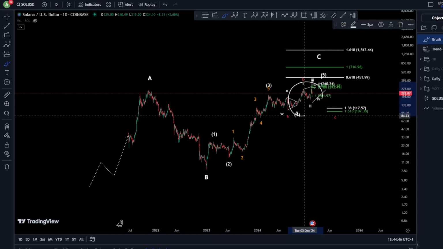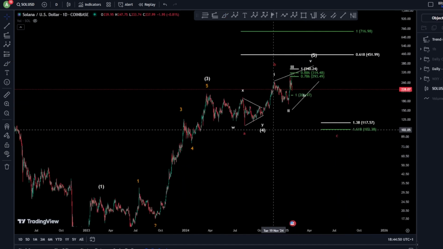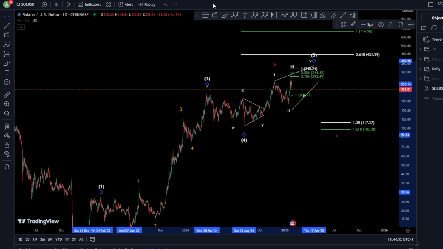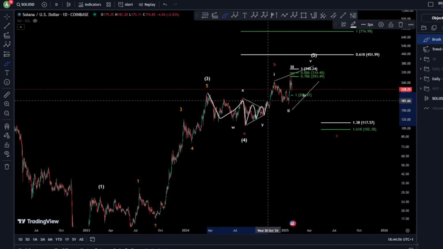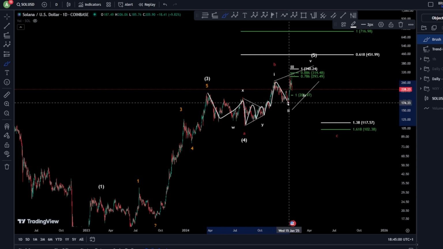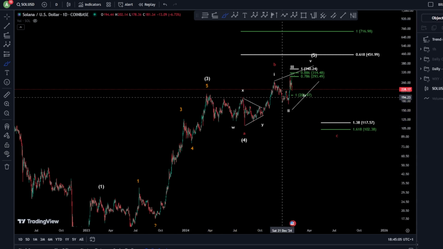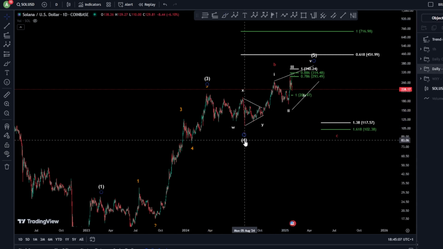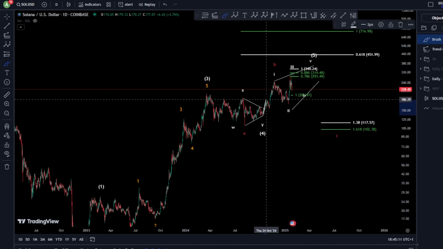Now, why do we transform to an ending diagonal and not an impulse? Well, your wave 4 was before finished here as an A, B, and a C, and then we were looking at 1, 2, 1, 2, triple 1, 2, 3, and then your wave 4 went very deep in validation of this bullish scenario. In that case, we had to find another way to finish this move toward the upside with a zigzag.